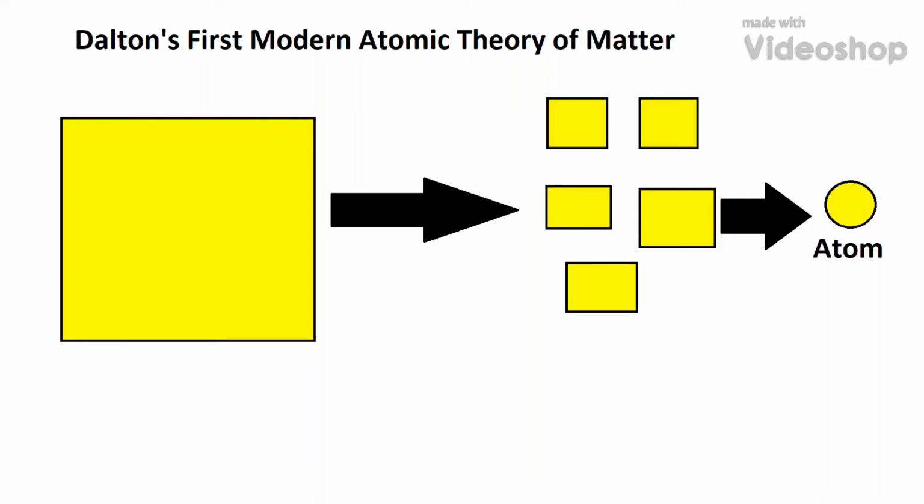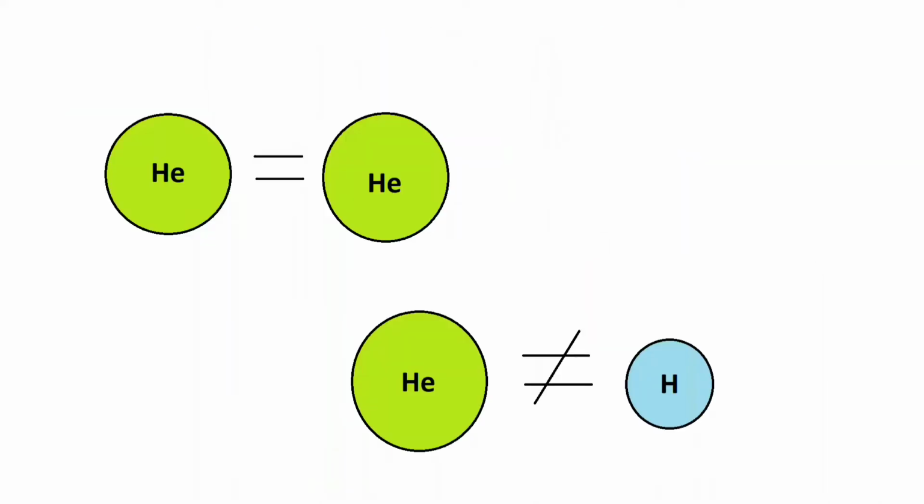Okay, so today we're going to be talking about the structure and the history of the atom. And the first main idea was Dalton's first modern atomic theory of matter, which talked about how if you cut a substance up enough, there would reach a point where you cannot cut it up anymore, and he called those particles atoms.